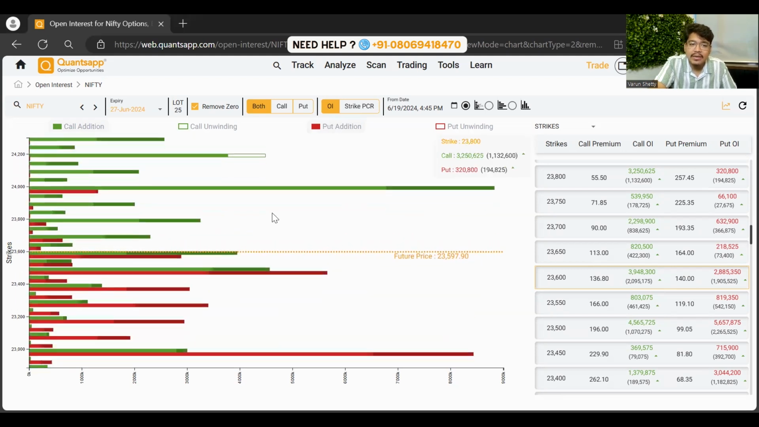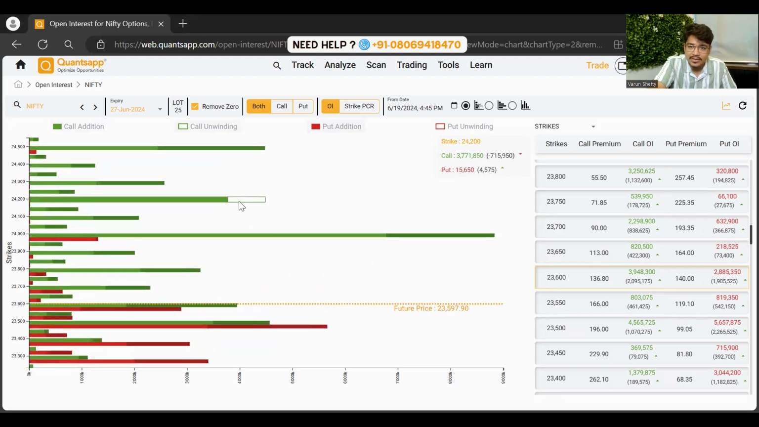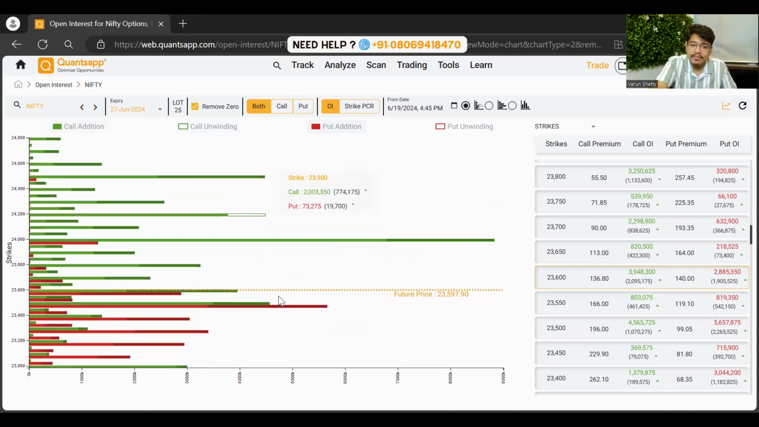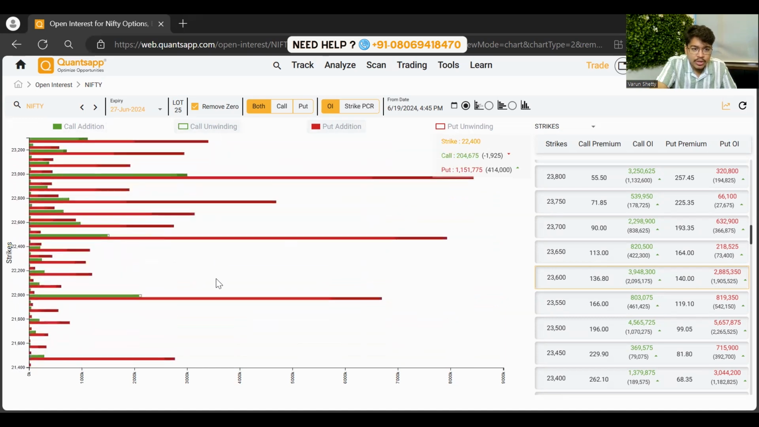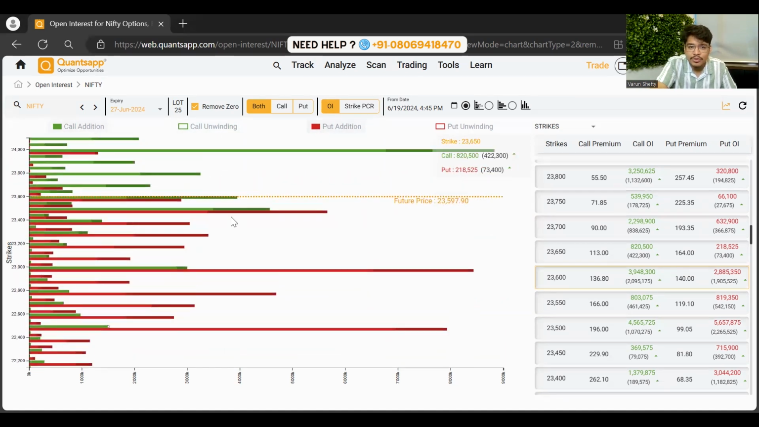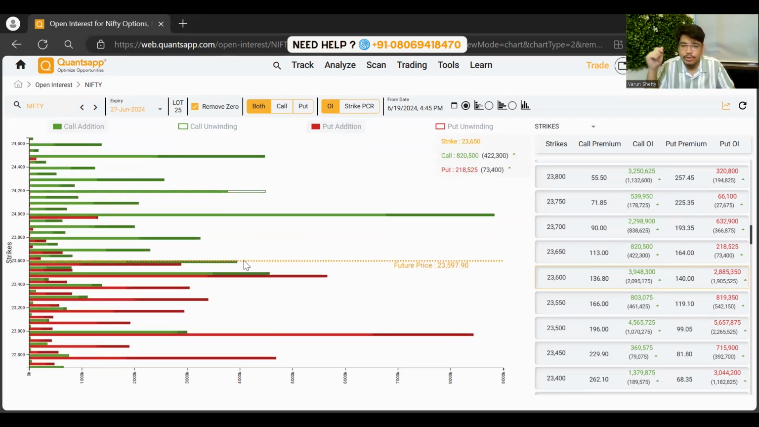So unwinding can be seen like this. If you see a green hollow section, that means there is unwinding. You can see it's written right here: there is negative 7,15,950 open interest on this particular strike. This can also be seen under red, if I can show an example. Okay, put strikes don't have unwinding here, but you get the point. If you see a hollow section in the put strikes, in the red bars, or in the green bars, that means unwinding is happening.